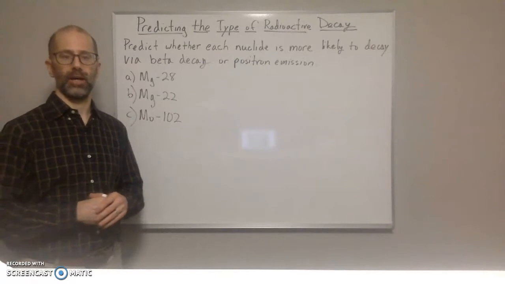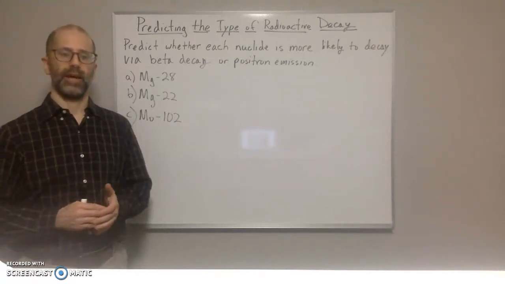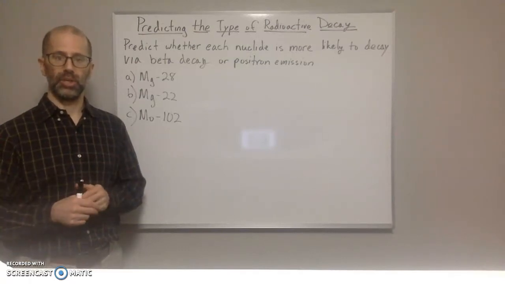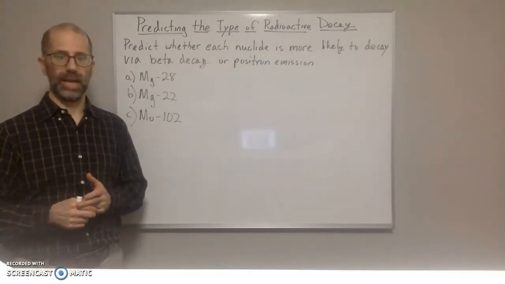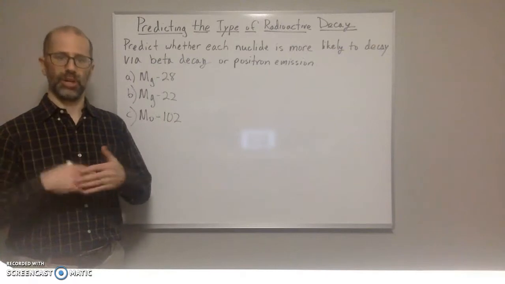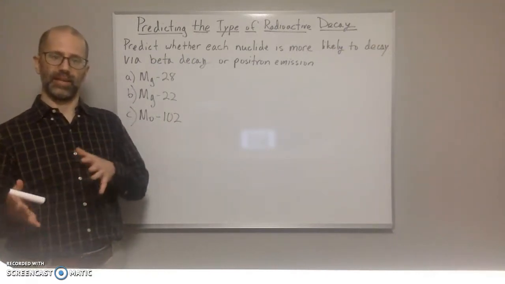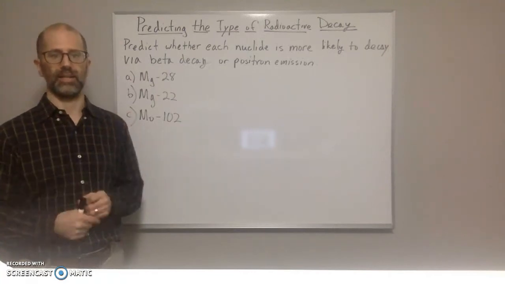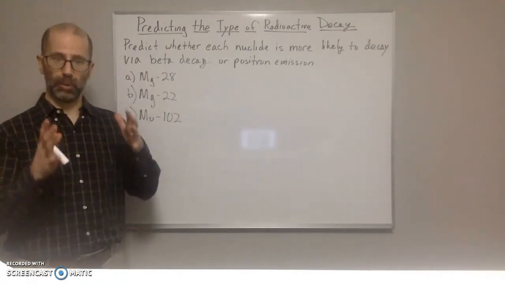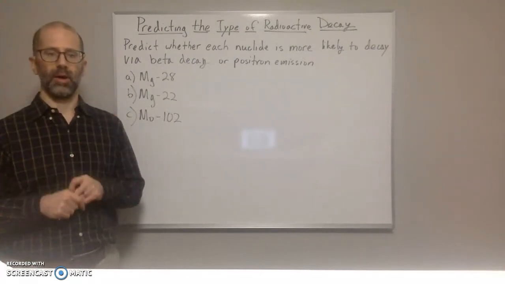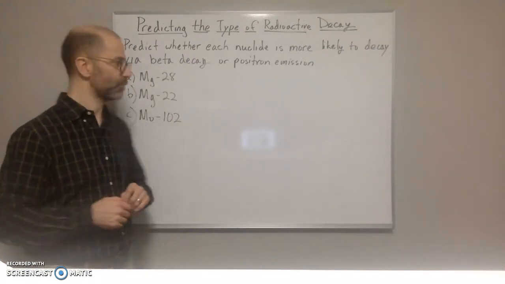Or if the ratio is too low, then it's probably going to undergo positron emission or electron capture. Sorry, I got those mixed up. This is in order to get its ratio higher, to get to that stable range where it's located. So, let's go over these examples.